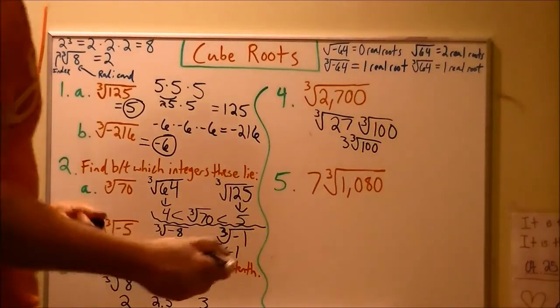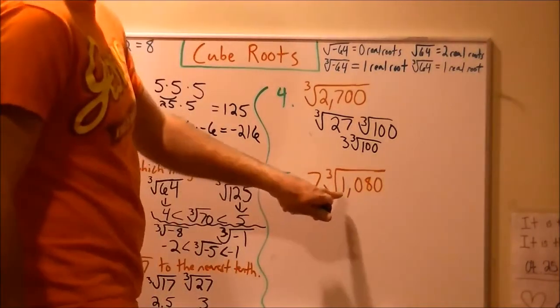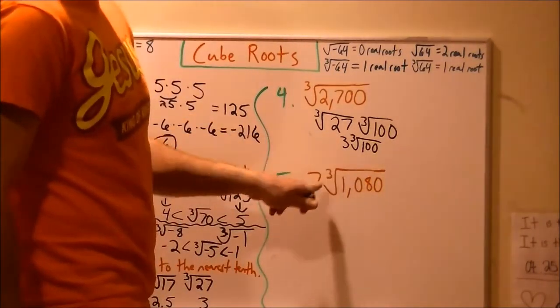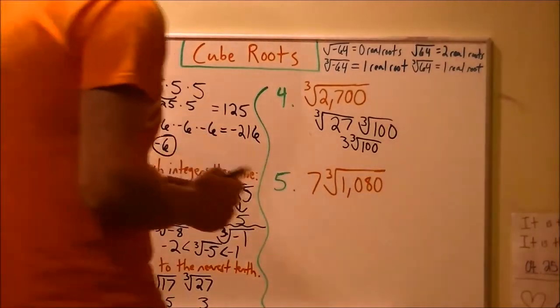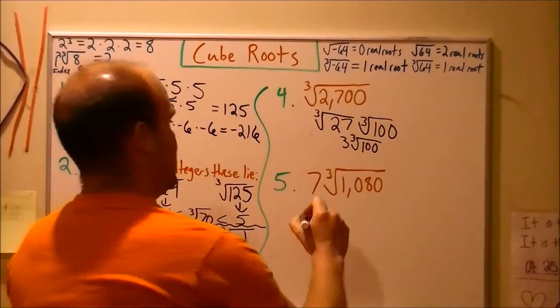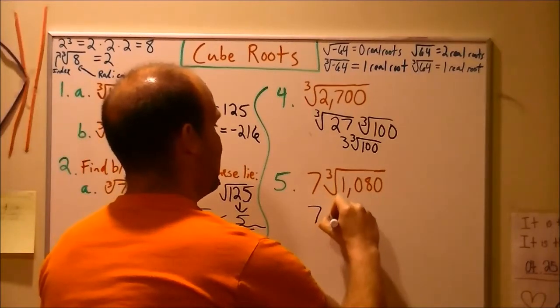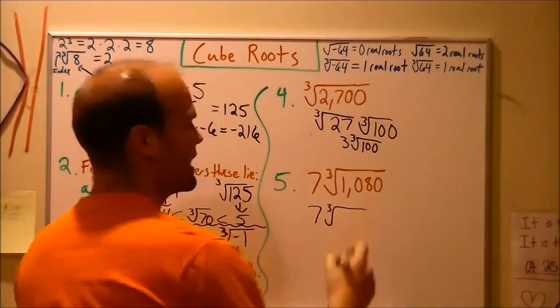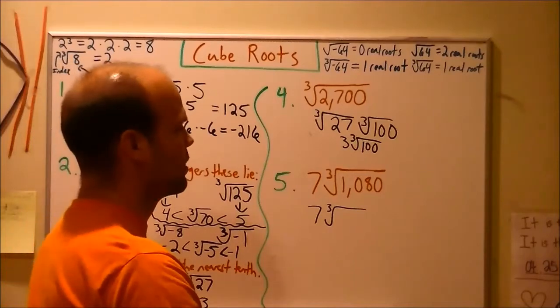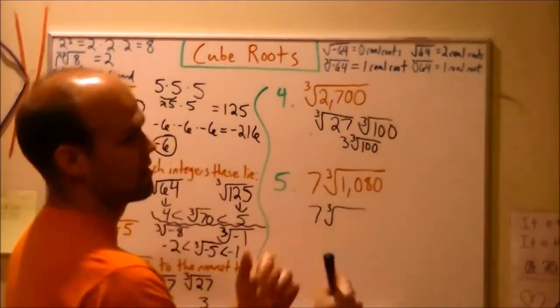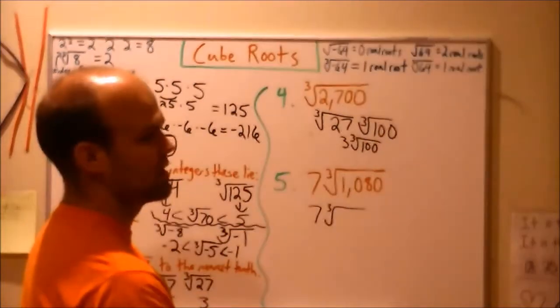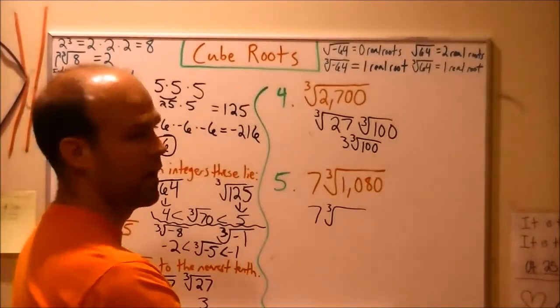Okay, what about this one, number 5? We have 7 times the cube root, notice that 3 there, of 1080, okay? So here's what I want to do. I'm going to keep my 7, my cube root sign, but I'm going to break this down into some factors. I'm going to do a really easy one, kind of like up here. I can look at that and say, well, 27, because it's the first 2 numbers, and we have 2 zeros, will come right out. 27 and 100.